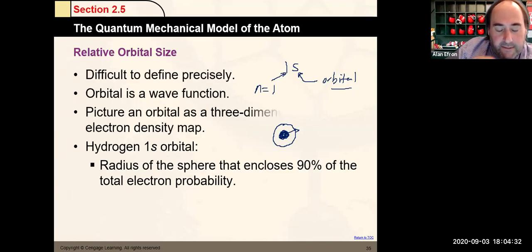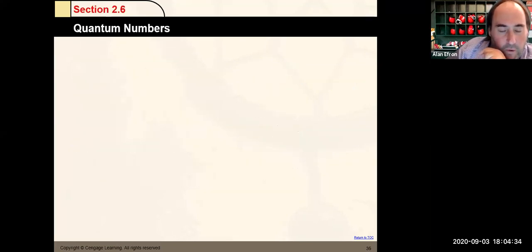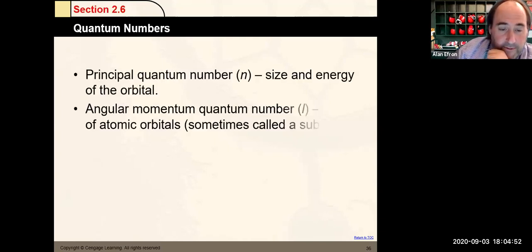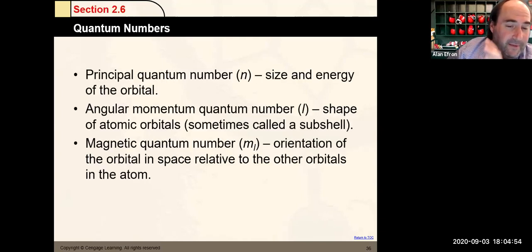And this brings us to the idea of quantum numbers. There are really 4 types of quantum numbers. And ultimately, they are how we get to those orbitals and how many orbitals there are when we're doing things like electron configuration. So let's talk about the different types of quantum numbers.